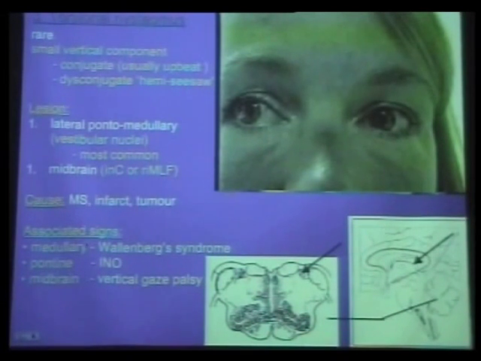Associated signs that help you localize this. If it's in the medulla, it's probably part of Wallenberg syndrome. If it's in the pons, there may be an INO. If it's in the midbrain, there may be a vertical gaze palsy going along with this.